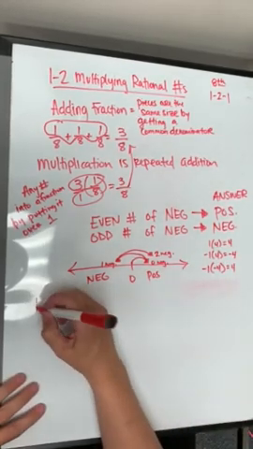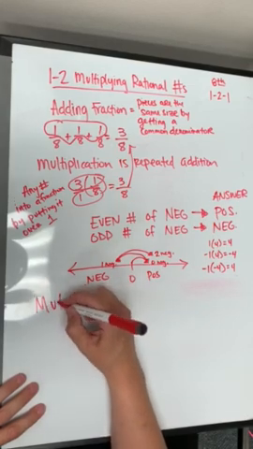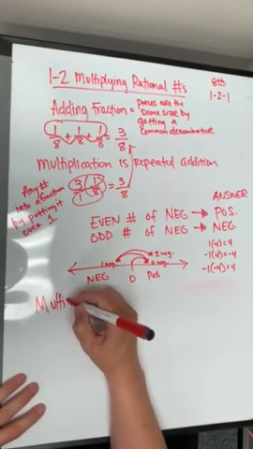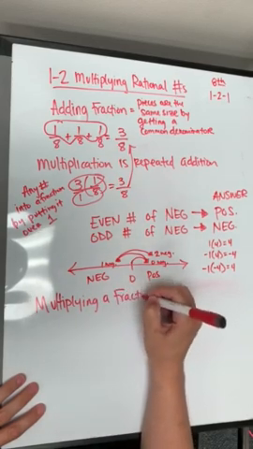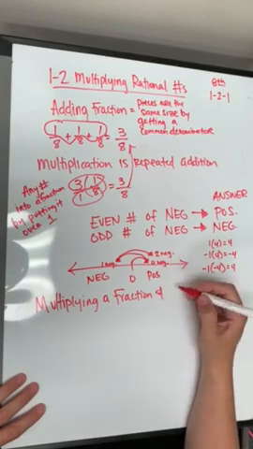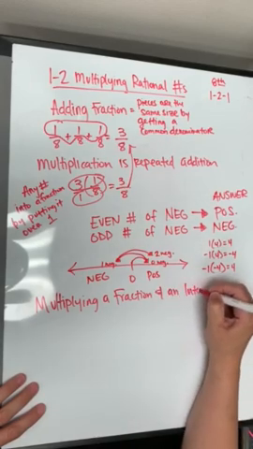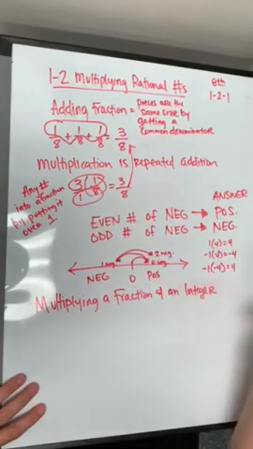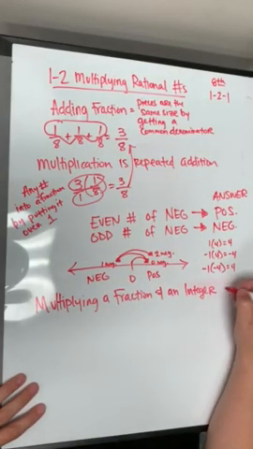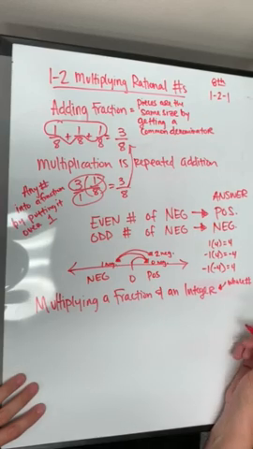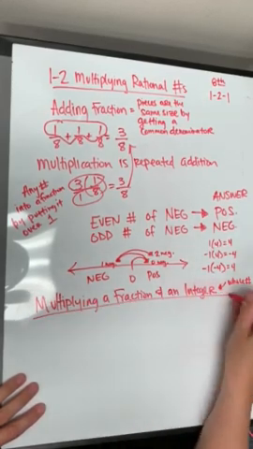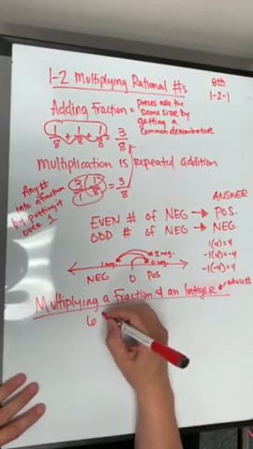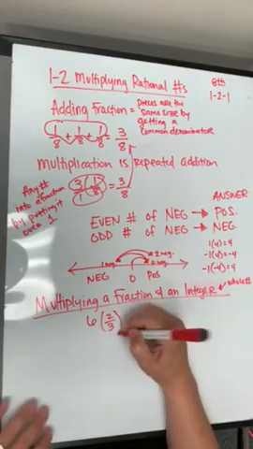So the first thing the book talks about is multiplying a fraction and an integer, which we kind of talked about up here in our little review. By an integer, it just means a whole number this time. It could be a positive number, it could be a negative number. We'll deal with both. So the first one, 6 times 2/3.